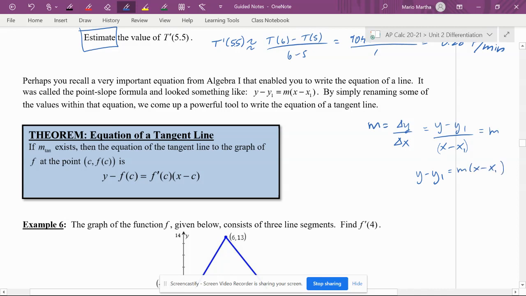All right, so now we're going to take it a step further because this is calculus. So therefore, the theorem of the equation of a tangent line: if the slope of the tangent line exists, then the equation of the tangent line to the graph of f at the point c, f of c, is given by y minus f of c equals f prime of c times x minus c. So here it's pretty much the slope at that point, and then this is what the point should be, f of c and c.